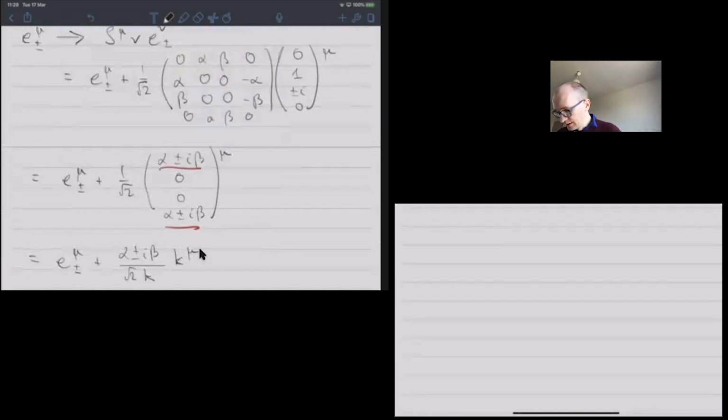So what does that say, actually? Well, this says that epsilon mu plus or minus transforms non-trivially under the P2 part of the little group. Okay?